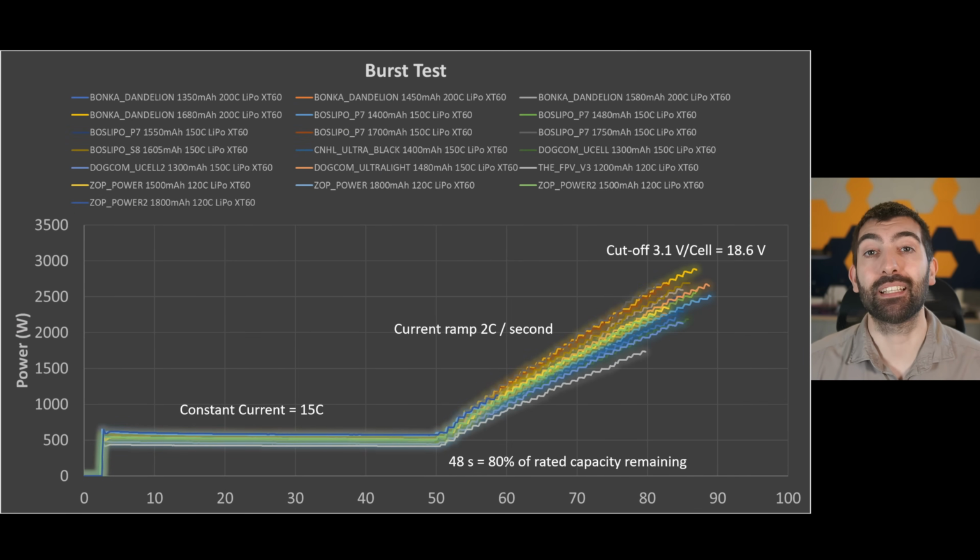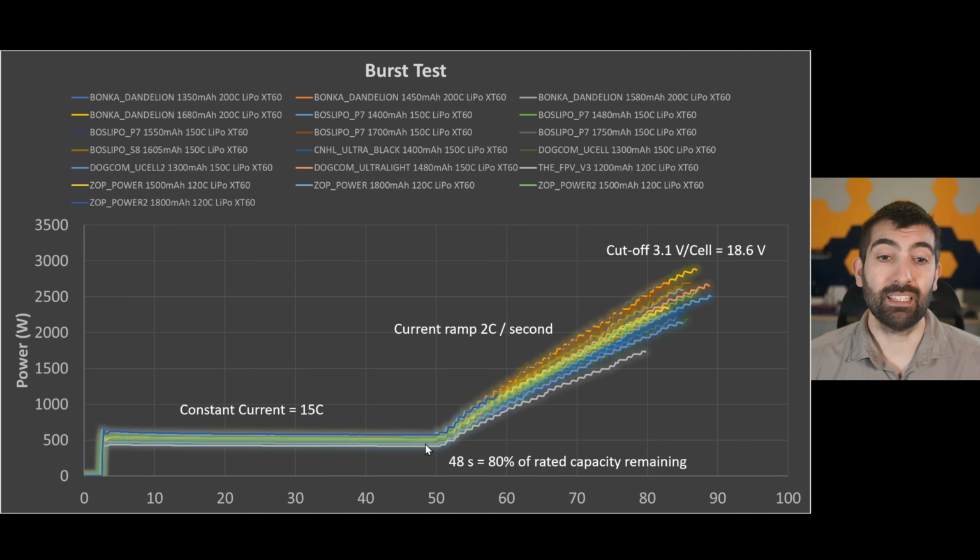And this data is the most exciting for racing pilots or dynamic freestyle pilots who are interested in getting the maximum performance out of the pack when they hit the throttle and punch out. The way we do the burst testing is we start off with a constant current discharge at 15C for 48 seconds. That means that we're discharging a 1000 milliamp hour pack at 15 amps constant current.